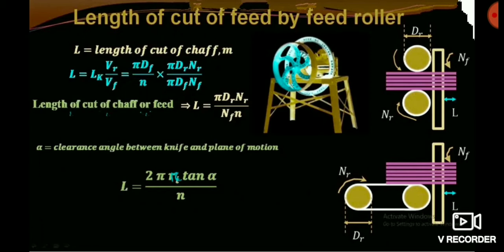If you are going to balance the time, then what is time? Time is simply length by velocity. All of you know that velocity is equal to length by time, so time is equal to length by velocity. Here, if you do L by VR, because VR is nothing but the velocity of the feed roller, so length L by VR is equal to LK by VF.